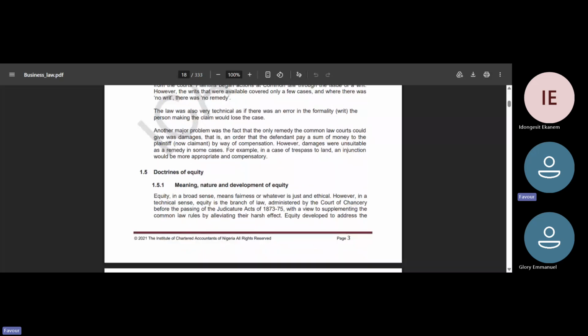So next is the doctrine of equity. First of all, what is equity? Equity means fairness, it also means just, it also means ethical. So when you hear the word equity, you should know that this simply means fairness, just, or ethical. So equity is a branch of law administered by the Court of Chancery before the passing of the Judicature Act of 1873 to 75, with the view of supplementing the common law rules by alleviating their harsh effects.